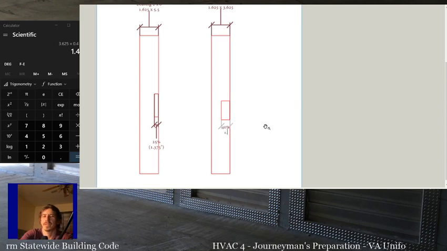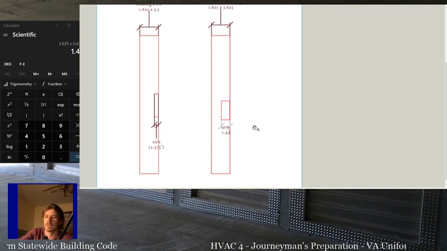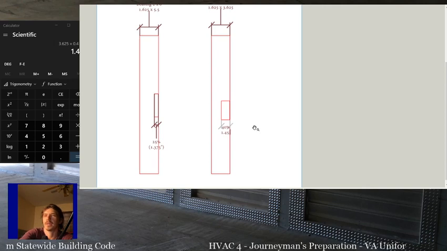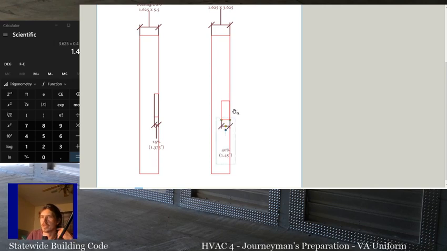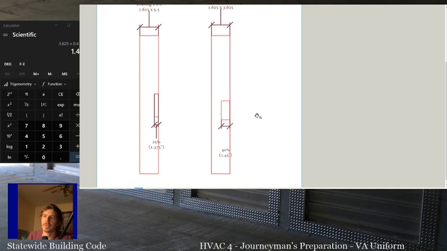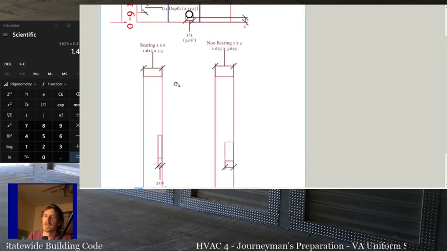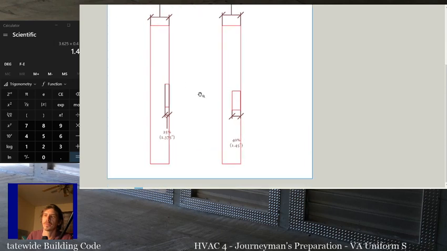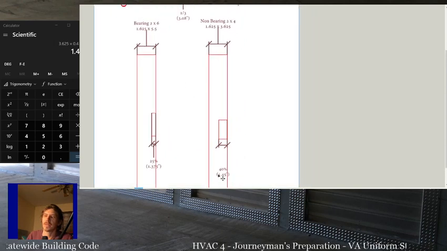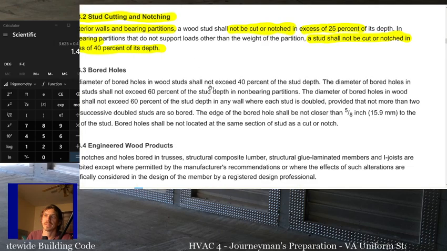And if this is confusing, I highly recommend you watch it again or ask me some questions on it. But make sure you understand these questions, how you get these numbers, because they will be on your test. So non-bearing wall 40%, bearing wall 25%. That's notches. Alright, bored holes.